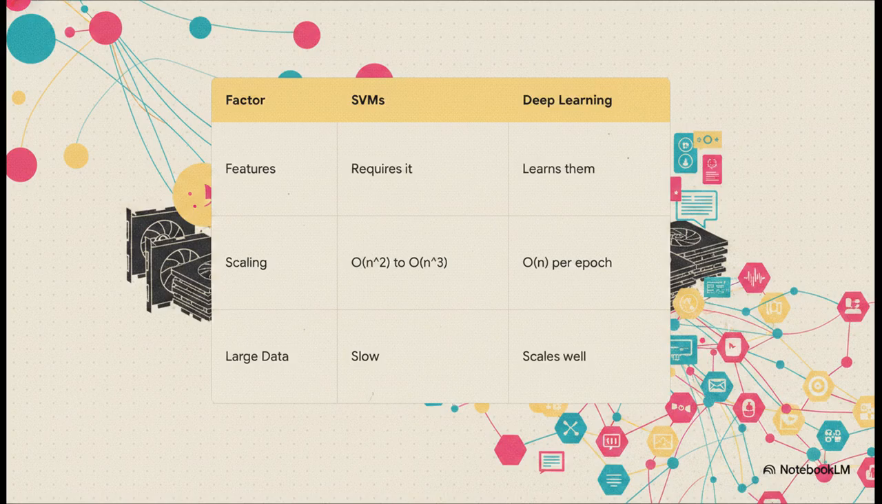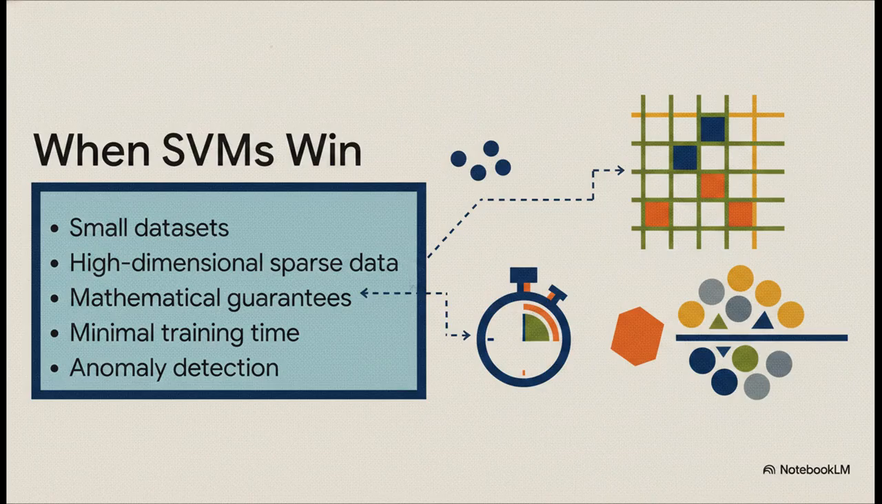Plus, the exact math that makes kernel SVMs so beautiful, it scales at O(n^2), or sometimes even O(n^3). So for datasets with hundreds of thousands of samples, SVMs just grind to a halt. Neural networks, meanwhile, scale linearly per epoch and get huge boosts from GPU acceleration. But hey, don't count them out. SVMs are far, far from obsolete.